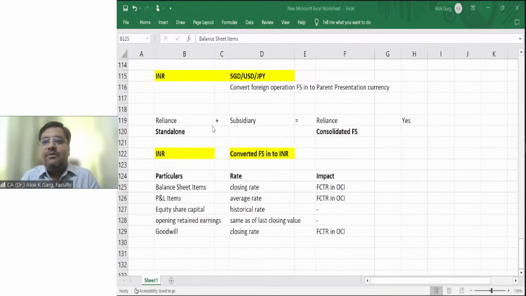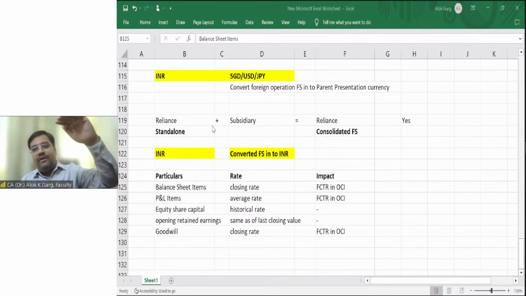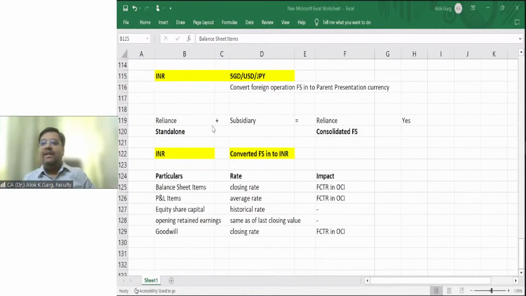So this 15,000 US dollar opening retained earning has to be calculated at the last closing value. Means whatever the last closing value was, it will become the opening value. Sir, but I don't have the last closing value in INR. In that case, you can apply the last closing rate for converting this into the last closing value. Is that right, Namrata? Let's discuss a question on this.